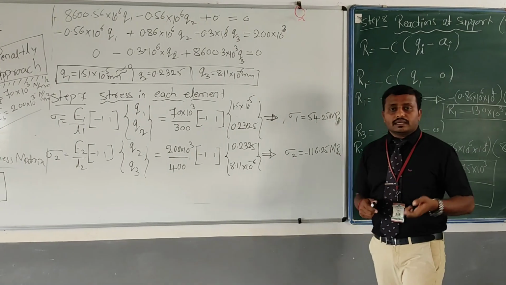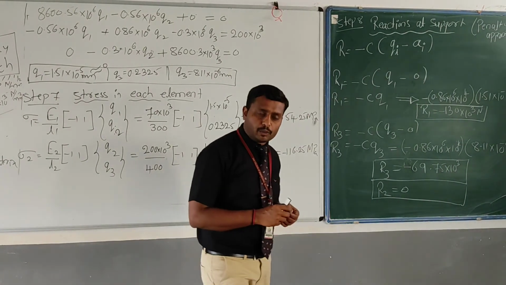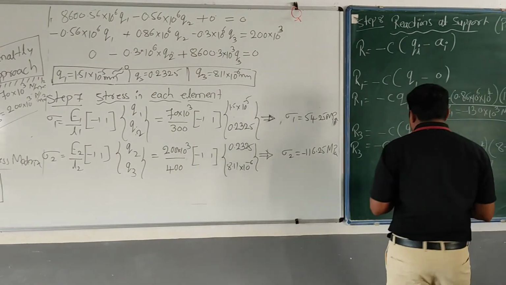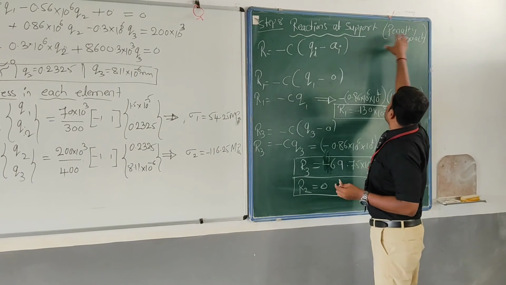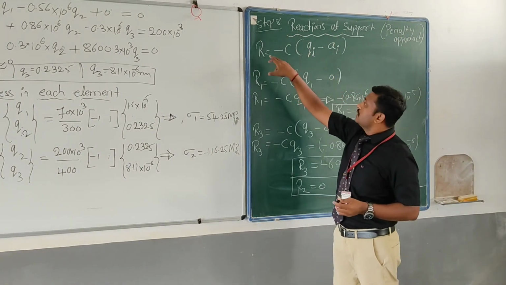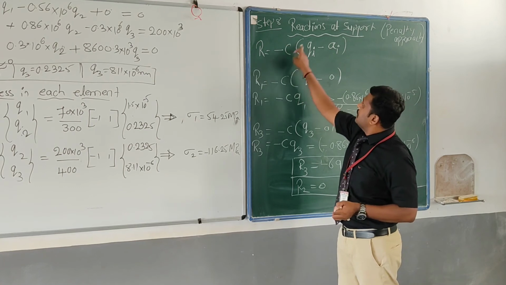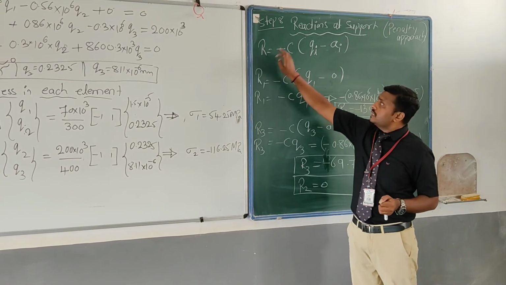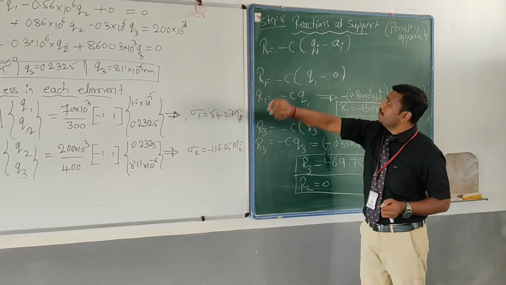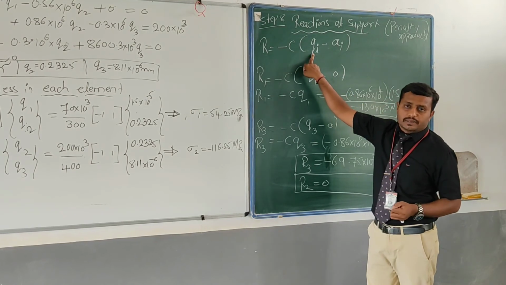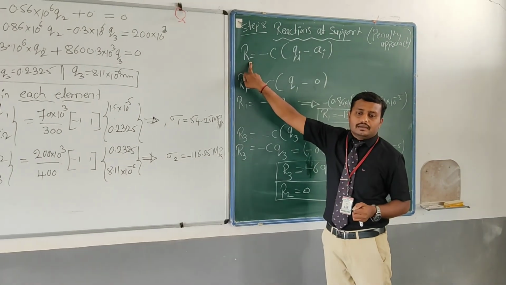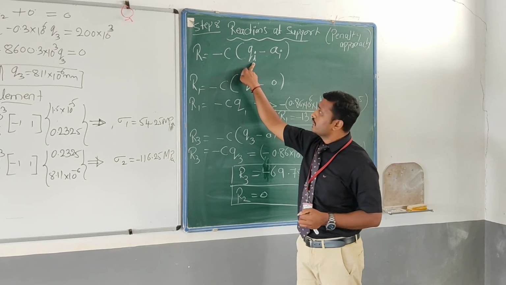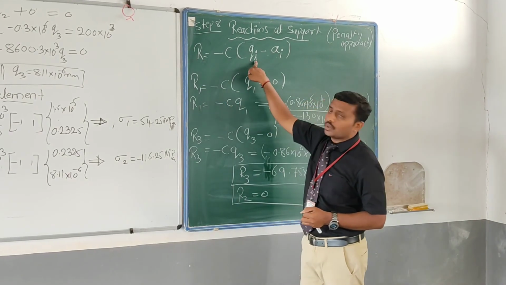One more thing we have been asked to find is the reactions at the support. Step number 8, reaction forces at the support. For the current approach, the equation we are using is R equal to minus C into Qi minus Ai. R is the reaction force. C is the penalty term that we found in the previous step. Qi is the nodal displacement for the node where we are finding the reaction. For node number 1, it becomes Q1; if you are finding the reaction at node 2, it becomes Q2.